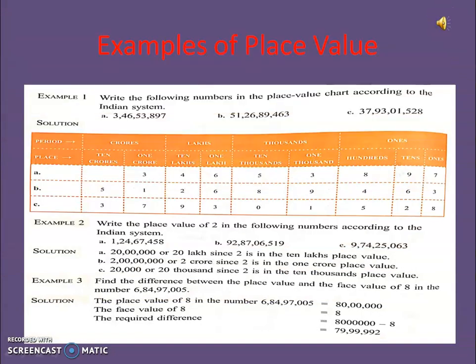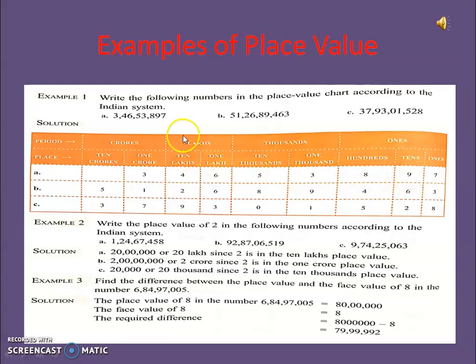Let's see some examples so we understand place value deeply. In the first example, write the following numbers in the place value chart according to the Indian system. Here a place value chart is given in which we have to place the values. The first number given here is 3 crore 46 lakhs 53,897. We will start from the right side, as we know the basic rule of giving place values.